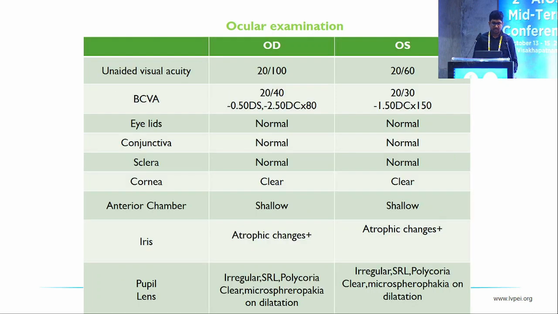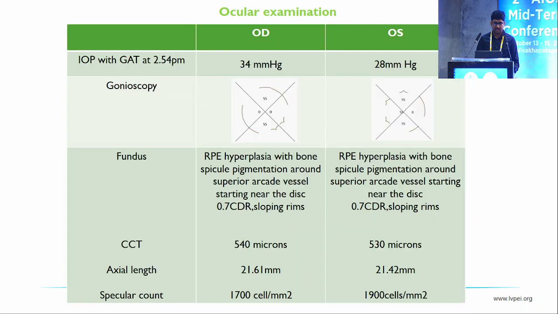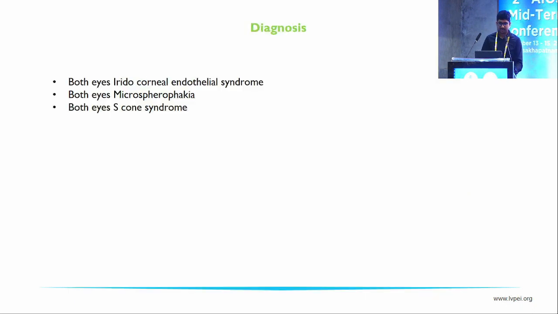Coming to the left eye, best corrected acuity was 20/30 and the anterior chamber was shallow with atrophic changes. The pupil was the same as the right eye, sluggishly reacting with polycoria, with microspherophakia and dilatation. The intraocular pressure was 28 millimeter of mercury, one angle was closed and goniosynechiae were seen. The fundus was also the same as the right eye, with RPE hyperplasia, bone spicule pigmentation and a 0.7 cup disc ratio. Corneal thickness was 530 microns, axial length was 21.42 and specular count was 1900 cells per mm square.